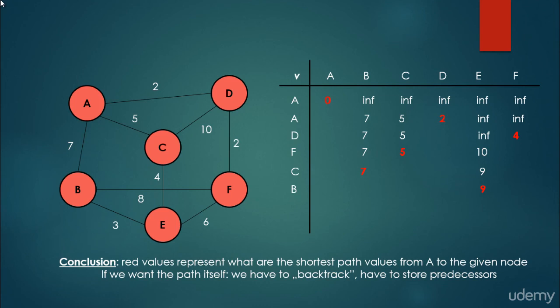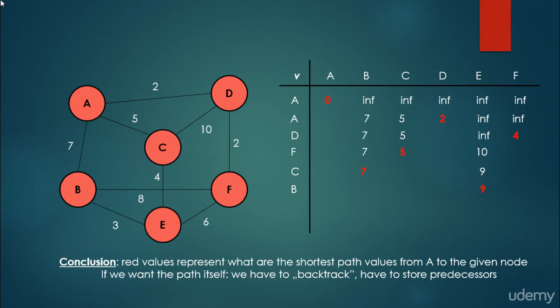What's the shortest path from A to C, for example? It is 5. What's the shortest path from A to E? It's going to be 9. You have to go to C first, and from C to E. It's going to be the minimum, the shortest path.